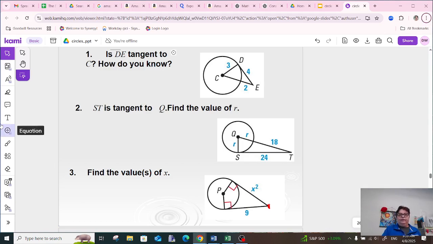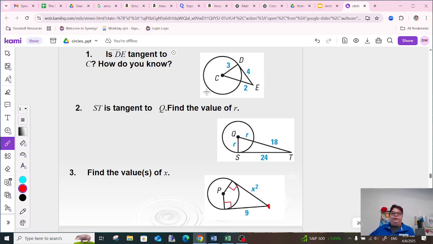So for number one, if from here to here is 2, then from here to here is 3 because this is also a radius. So this length is 5. So does 3 squared plus 4 squared equal 5 squared? 9 plus 16 does equal 25. So then we would say, yes, this is tangent. And we know this because of the Pythagorean theorem.